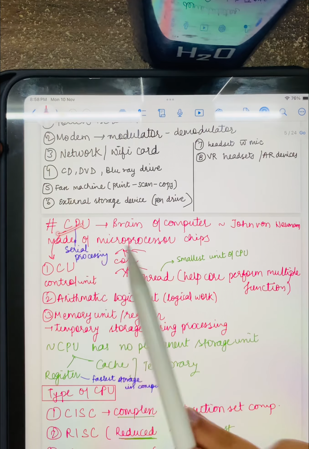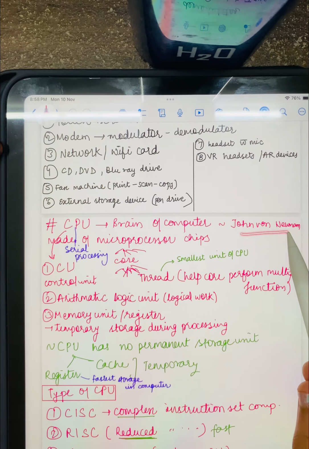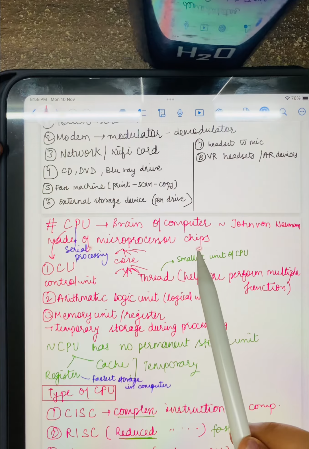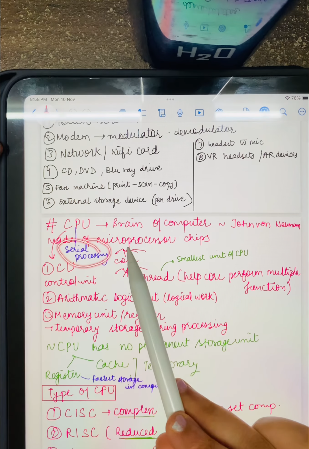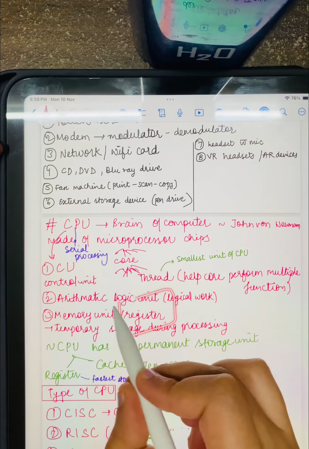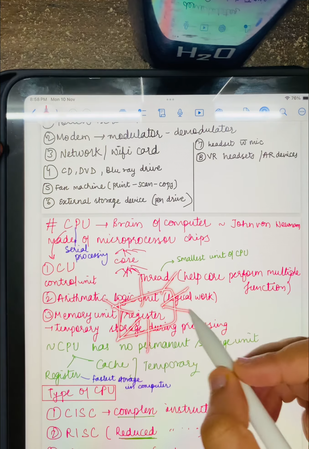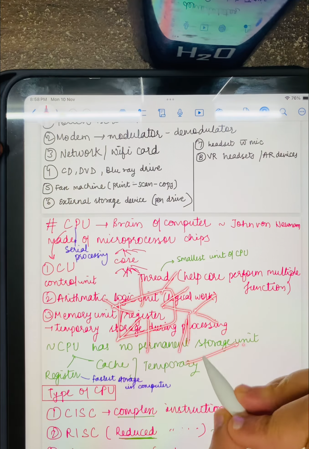CPU is known as the brain of computer. It was introduced by John von Neumann. CPU is made up of microprocessor chips. CPU has serial processing. Microprocessor is divided into cores. One microprocessor is divided into multiple cores, and these cores are further divided into threads.